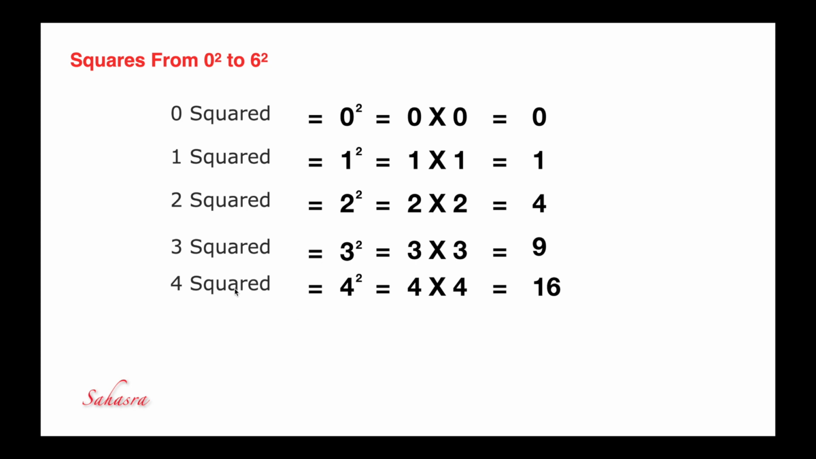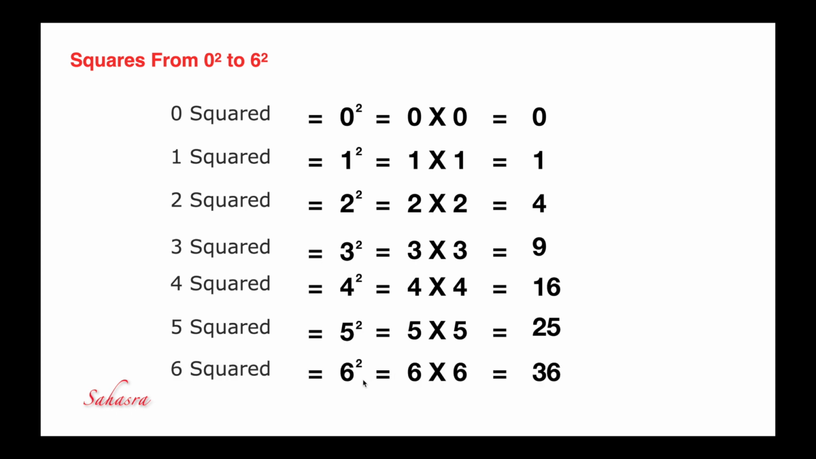Then we have 4 squared. And to get that, we do 4 times 4, and that equals 16. 16 is a square number. And then 5 squared. 5 times 5 equals 25. 25 is a square number. And last, 6 squared. 6 times 6 equals 36. And 36 is a square number here. That is really neat. If you memorize them up to 12, then you'll be great at these.